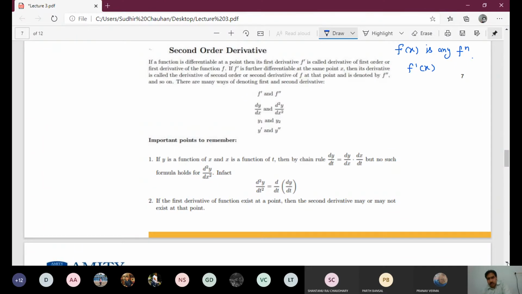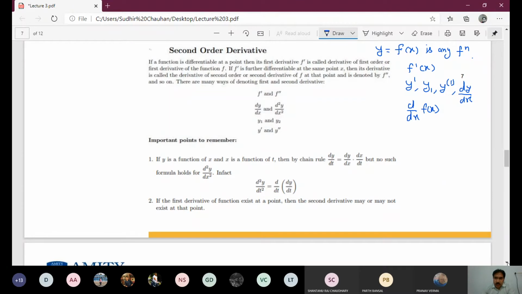But there are so many notations for this. If we write y is equal to f(x), then y dash can be treated as first derivative. In some books it is written as y1. So these are all derivatives of f(x) with respect to x: dy by dx, d by dx of f(x). These are called first derivative or derivative of first order of function f.